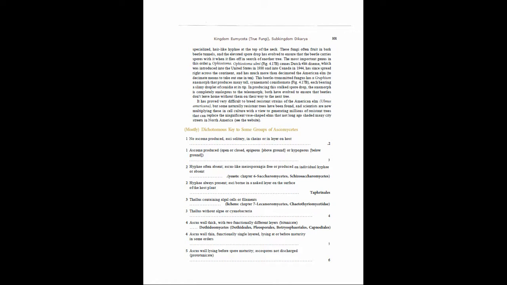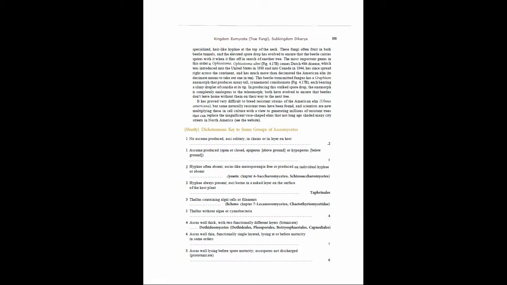It has proved very difficult to breed resistant strains of the American elm, Ulmus americana, but some naturally resistant trees have been found, and scientists are now multiplying these in cell culture with a view to generating millions of resistant trees that can replace the magnificent vase-shaped elms that not long ago shaded many city streets in North America. See the website. Mostly, dichotomous key to some groups of Ascomycetes.